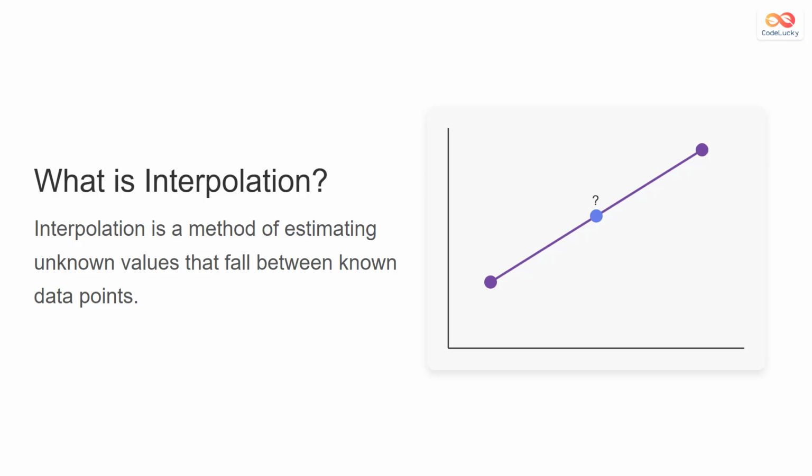So, what exactly is interpolation? Imagine you have a set of known data points. Interpolation is the process of estimating a new data point that lies somewhere in between those existing points. It is like connecting the dots and then picking a point on that connecting line.